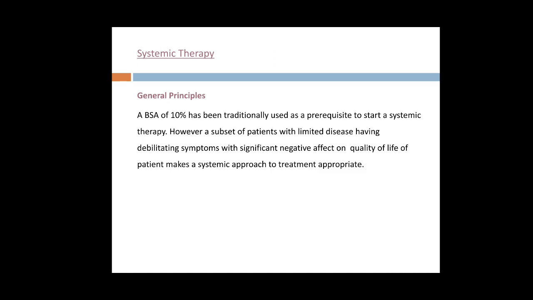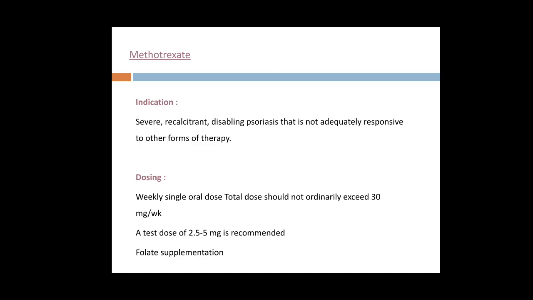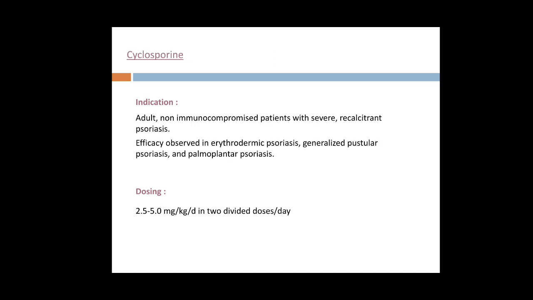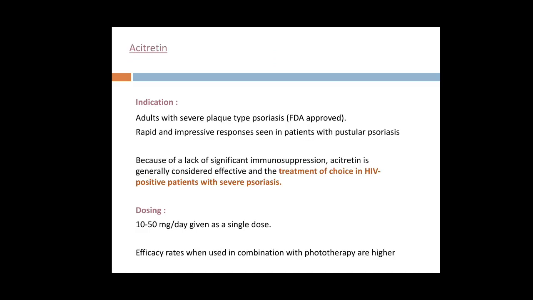Systemic therapy, we usually start only when there is more than 10% of body surface area involvement, or when it is having a negative effect on the quality of life of the patient, obstructing their regular day-to-day activities or preventing them from going to work. Among them, the drugs we use are methotrexate, cyclosporin, and acitretin.